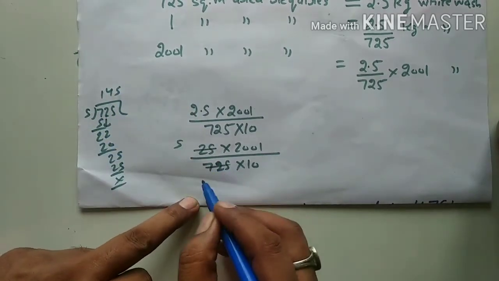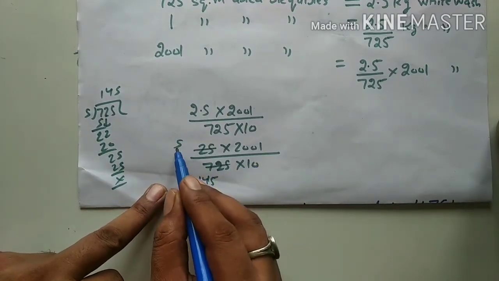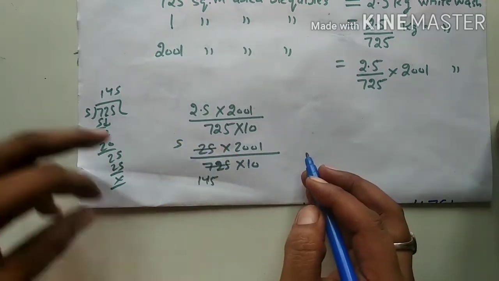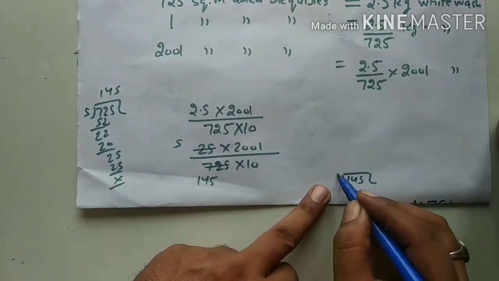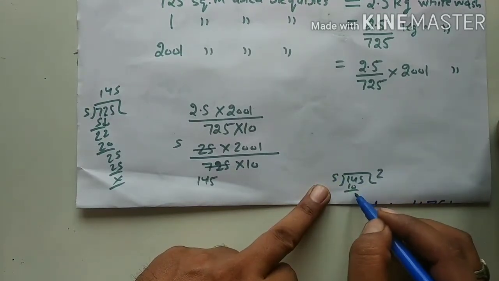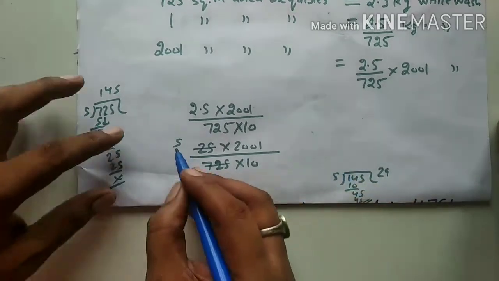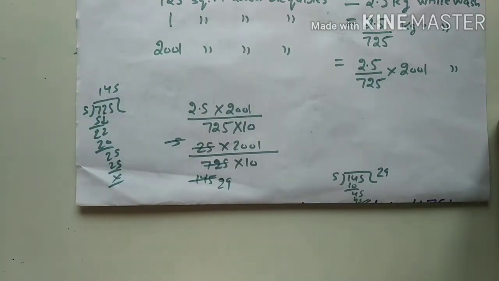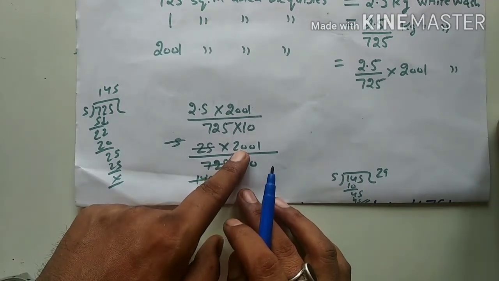145. Now I will divide 145 by 5. 145 divided by 5 is 29. So this cancels the table of 29. Now student, you will see whether this 29 will cancel 2001 or not.